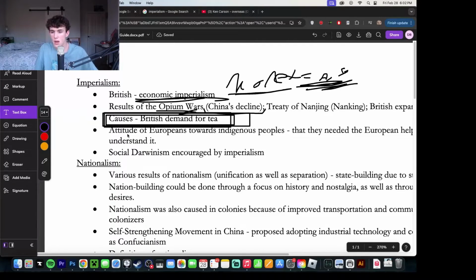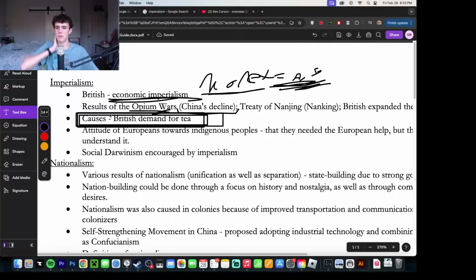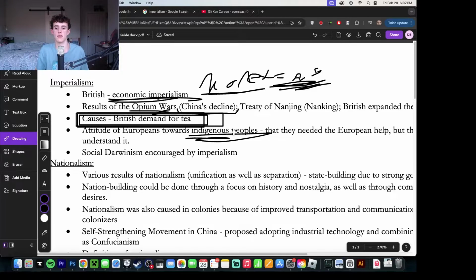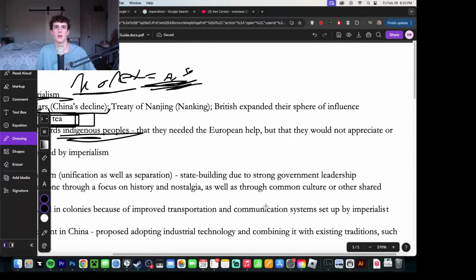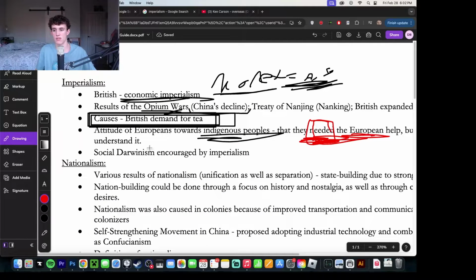So Europeans were not the nicest people towards indigenous people. If anyone can think of an example of when people weren't nice to indigenous people, you obviously think of Christopher Columbus and Thanksgiving and all that stuff. 1492, a New World. They needed European help, obviously, because when you're poor and stuck like they were, they needed the European help. But just because you need it doesn't mean they would appreciate or understand it.